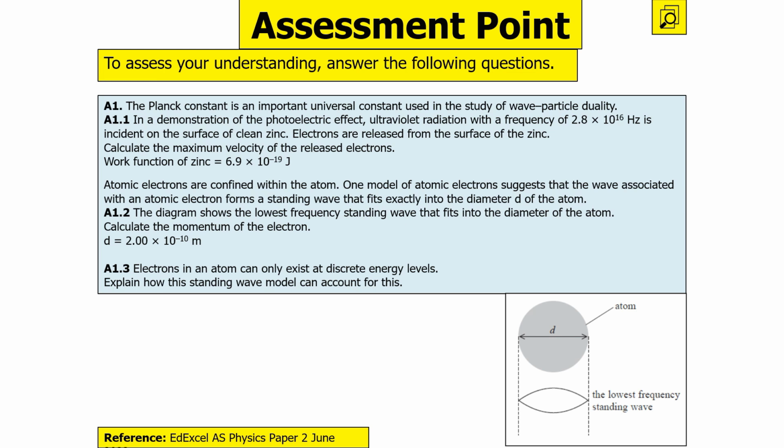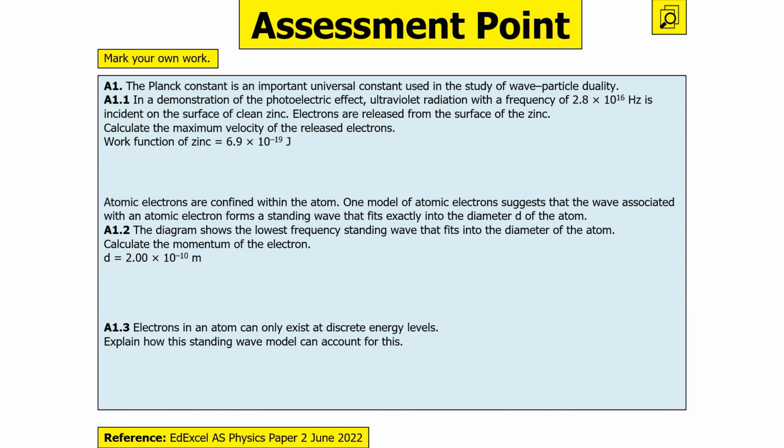Atomic electrons are confined within the atom. One model of the atomic electron suggests that the wave associated with an atomic electron forms a standing wave that fits in with the diameter d of the atom. The diagram shows the lowest frequency standing wave that fits into the diameter of the atom. Calculate the momentum of the electron with d equals 2.00 times 10 to the minus 10 meters. Then, electrons in an atom can only exist at discrete energy levels. Explain how this standing wave model can account for this. So pause the video now, then unpause the video when you want to go through your answer.